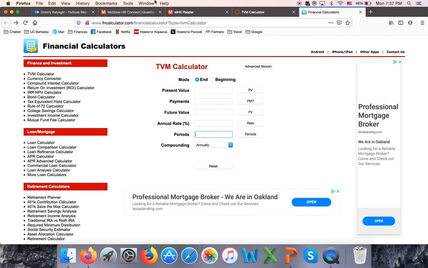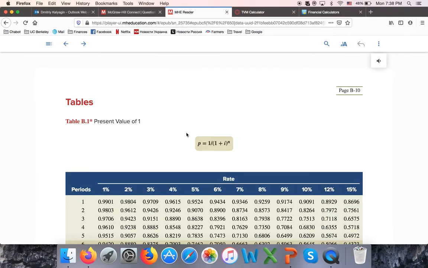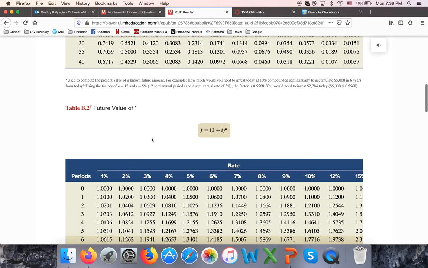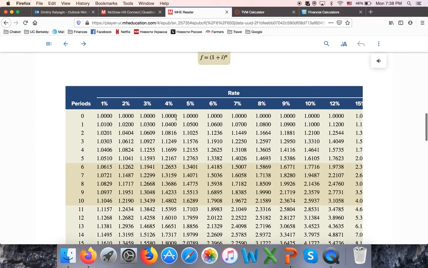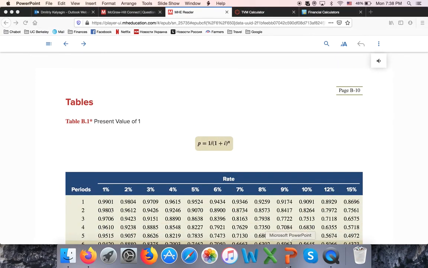So I went to your textbook. This is page B10. We will only be using table B1, which is PV of $1, present value of $1. And we will be using table B3, present value of an annuity of $1. We will not be using future value tables. I will come back to them.